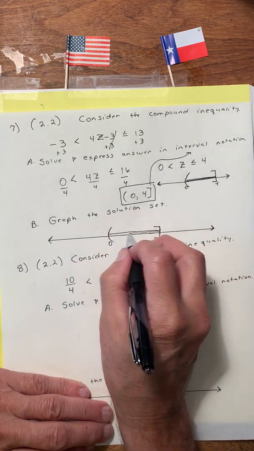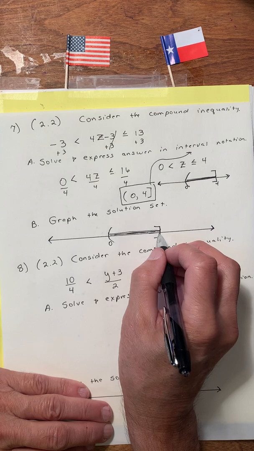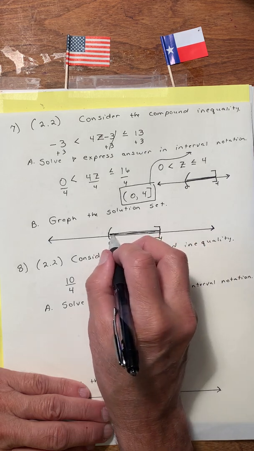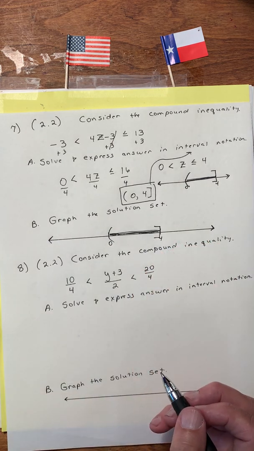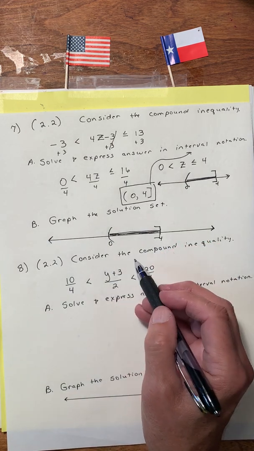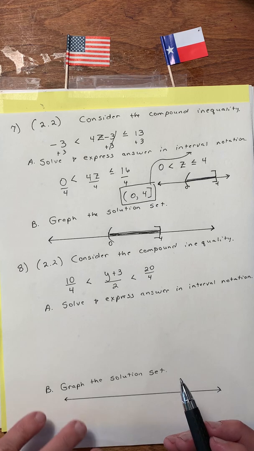Everything in between. Make sure you put your bracket and your parentheses, because that's going to be the difference in it being right or wrong. Do you get the correct ending markers? All right, consider this compound inequality.